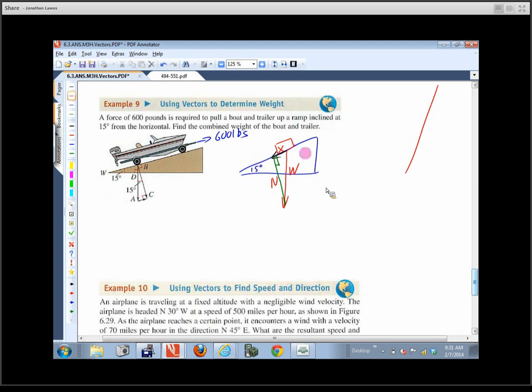So let's take this picture right here and think about what we've got going on. Since this is a right angle, just like that's a right angle, we've got a couple right angles here. This angle down here is going to be exactly the same as this angle for the ramp. So if this is 15 degrees, that's going to be 15 degrees.